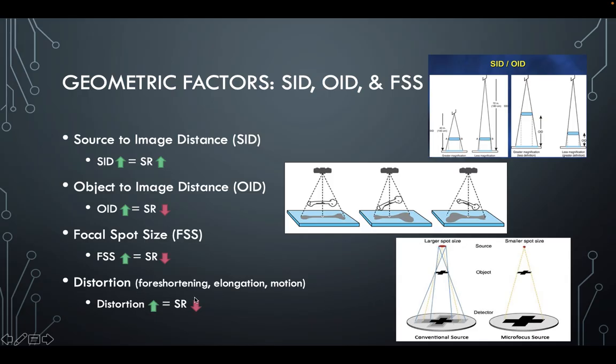And then distortion. So foreshortening, elongation, motion, I don't really have a great picture of motion on this slide, but here's what obviously I want the bone to look like, and then what would happen if I had angle that would cause foreshortening or elongation. And essentially what's happening is at one end, I'm getting magnification, I'm getting more object to image distance, and so if I increase distortion, I am going to decrease my spatial resolution here.